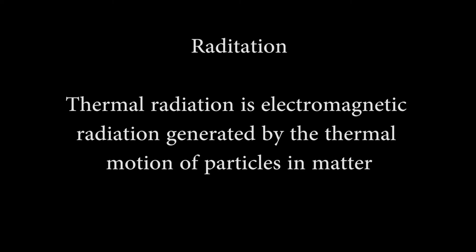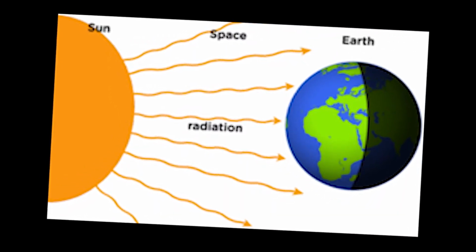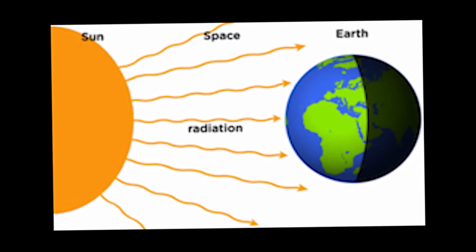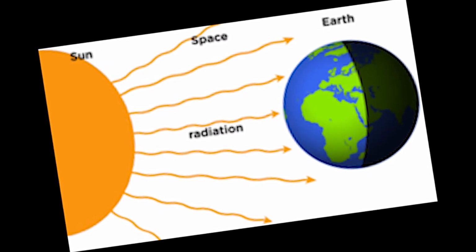The third and final type of thermal energy is radiation. Thermal radiation is electromagnetic radiation generated by the thermal motion of particles in matter. The largest known form of thermal radiation is the sun. Its rays come all the way from the sun to the earth.